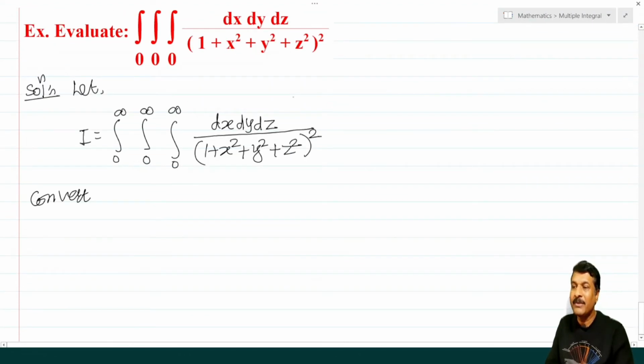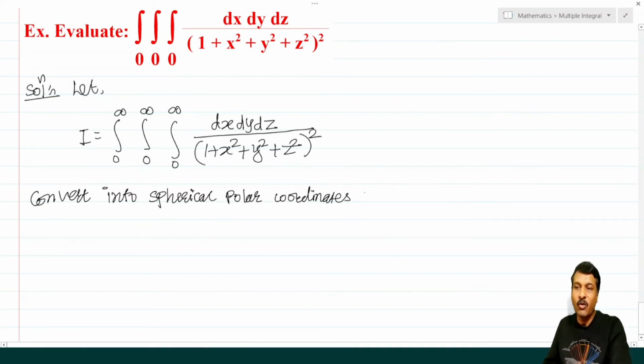So how am I getting this? It is easy by converting into spherical polar coordinates, because normally the x square plus y square term in double integration and the x square plus y square plus z square term in triple integration, we have to convert into polar or spherical polar coordinates. So convert into spherical polar coordinates r, theta, phi.